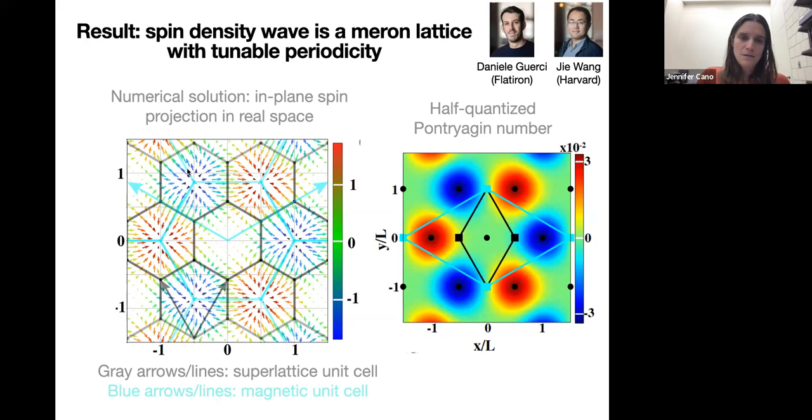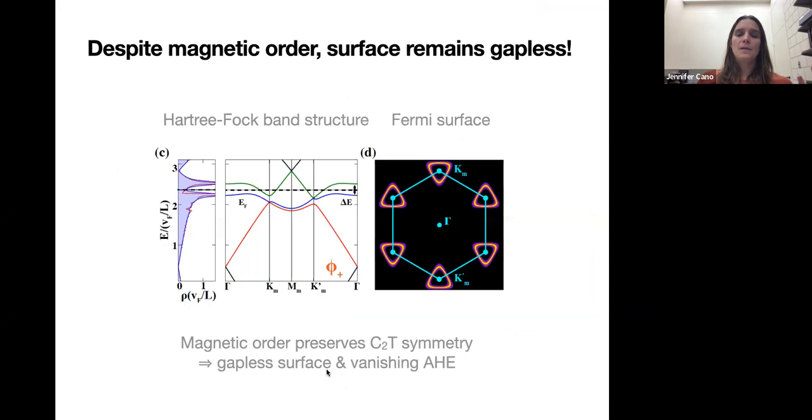If you look at this spin configuration, if you rotate by 180 degrees, you'll swap the merons and antimerons. And if you then impose time reversal, which flips all the spins, then you'll get back to your original configuration. So the combination of pi rotation and time reversal symmetry leaves this magnetic structure invariant. But that C2T symmetry also protects Dirac cones, so it prevents a gap from opening on the surface of the TI. So we have a gapless magnetic order.